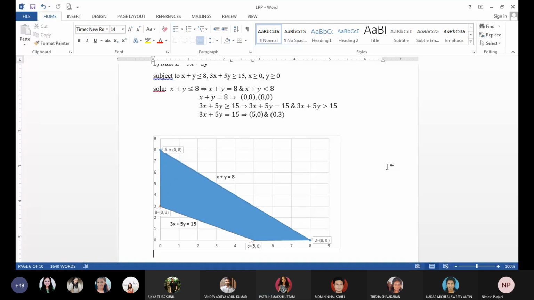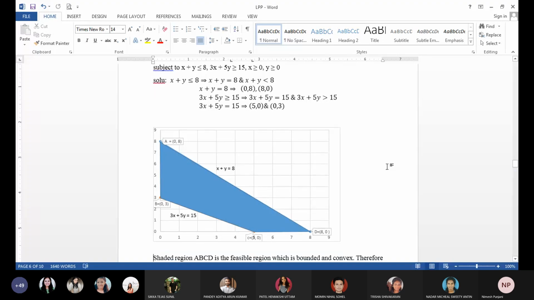Okay. So now the shaded region ABCD. Again, you can see it is closed and bounded. It is also a convex region. Right? ABCD is the shaded region, which is the feasible region, which is closed and bounded. So as per the result, the optimum value will be attained at one of the corner points.